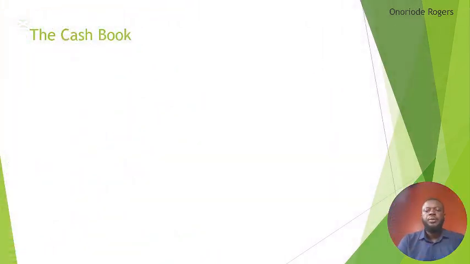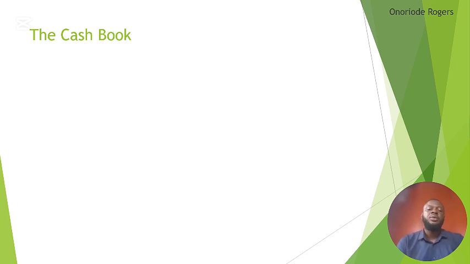The cash book. The cash book is a financial record that is used to track all cash receipts and payments in an organization. The cash book serves as both a subsidiary book and as a ledger.